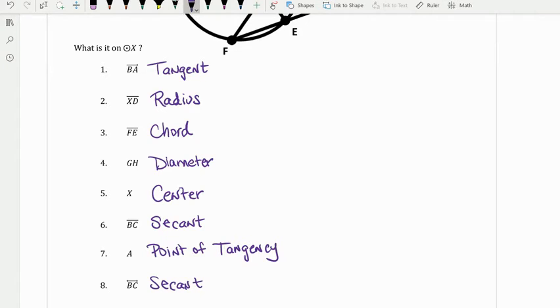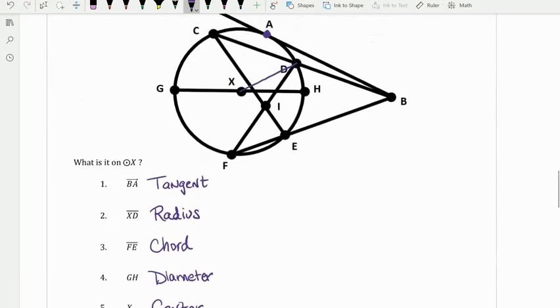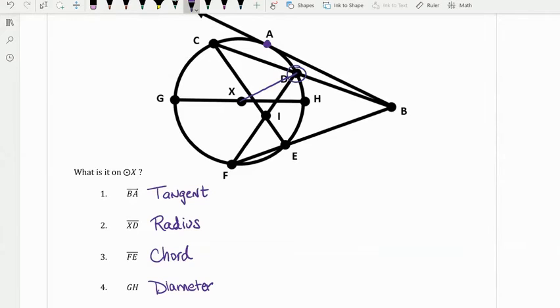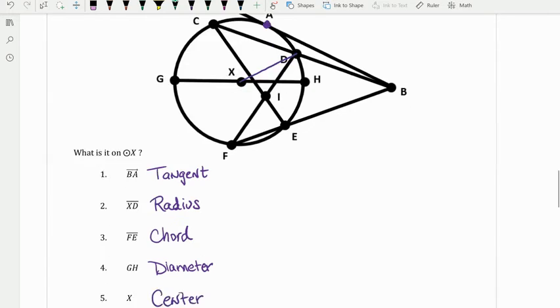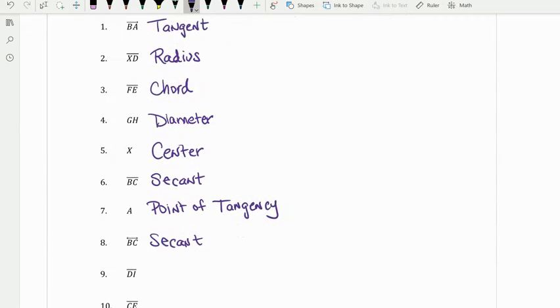Okay. Next one, segment DI. Well, that goes from here's D and here's I. We've got one point on the circle, but this other point I, it's not on the circle. It's not the center. It's not really anything of importance. So DI, that's not one of the vocab words we talked about. The most specific name I can give that is just a segment. It's nothing special to our circle, just a segment.